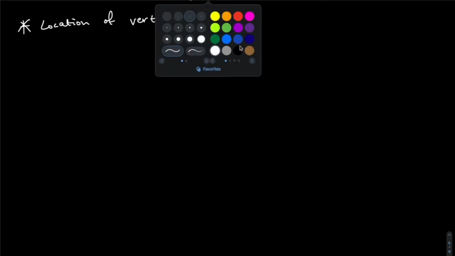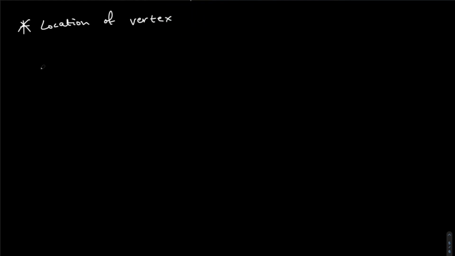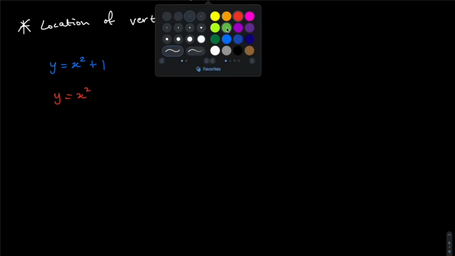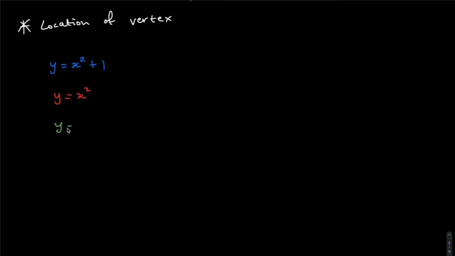My first equation, I'm going to put it in blue. I'm going to write it y is equal to x squared plus 1. Second equation I'll take in red, y is equal to x squared. And my third equation I'll take in green, which is y is equal to x squared minus 1, okay? This is what I'm going to have.